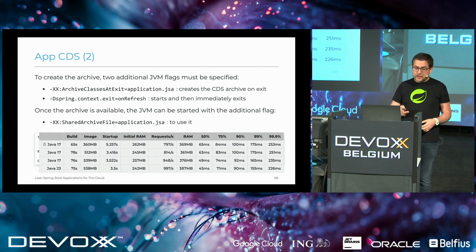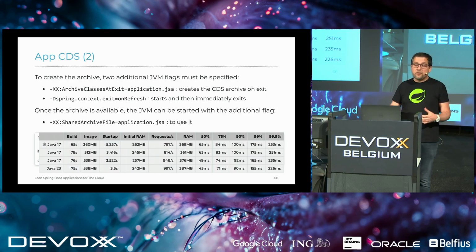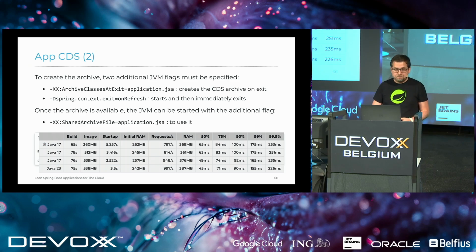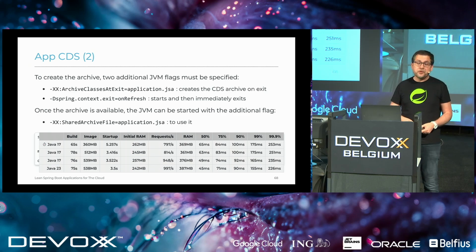So the thing is that the buildpacks have just a parameter for that, and the Spring buildpack will do that for you behind the scenes. You don't need to know exactly what needs to be done here. It will do the exit refresh thingy automatically, so you don't even have to deal with the parameters to add it to the process when you start your application. And as you can see, we are now on 3.5 seconds startup time compared to 5.2.